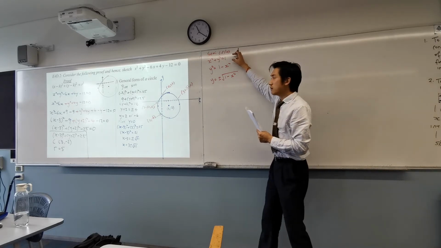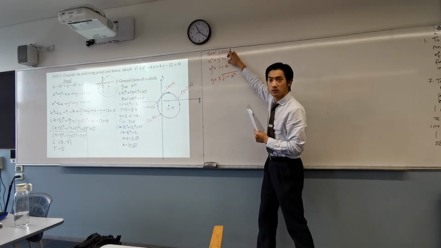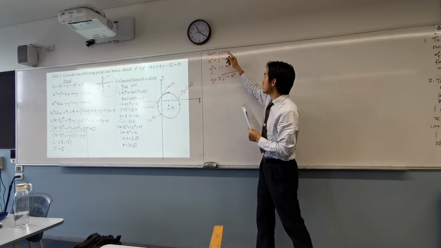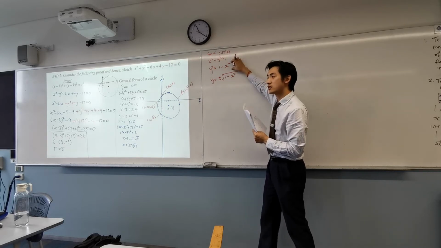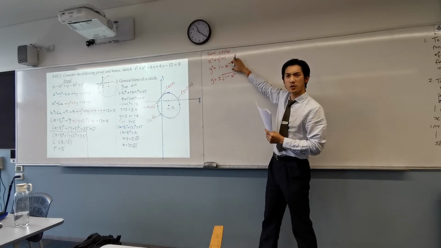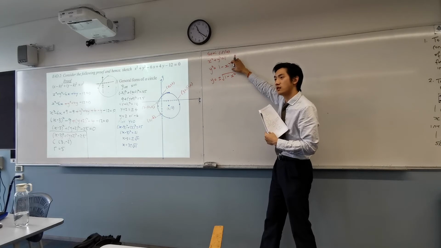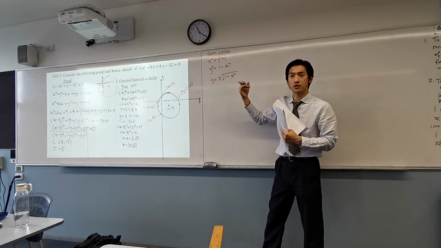Do you all agree that the first line represents the equation of a circle? Yeah, are we happy with that? Now if I move the x squared to the other side, is it still the same circle? Is it still the same equation? It looks different, but does it still represent the same thing? Okay, so it's still got to be the equation of a circle.